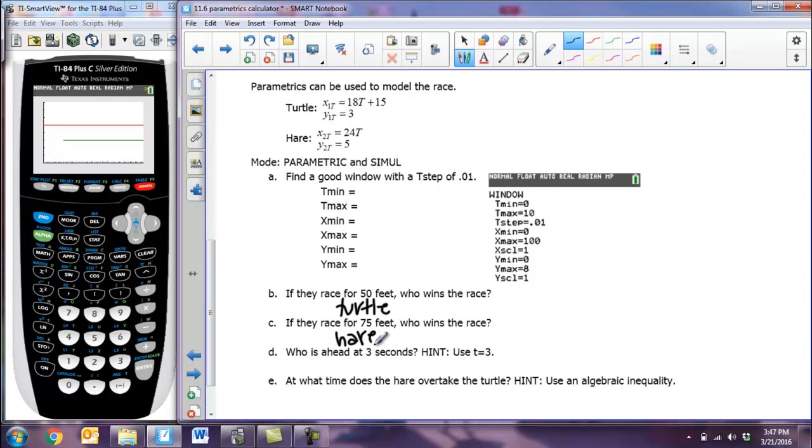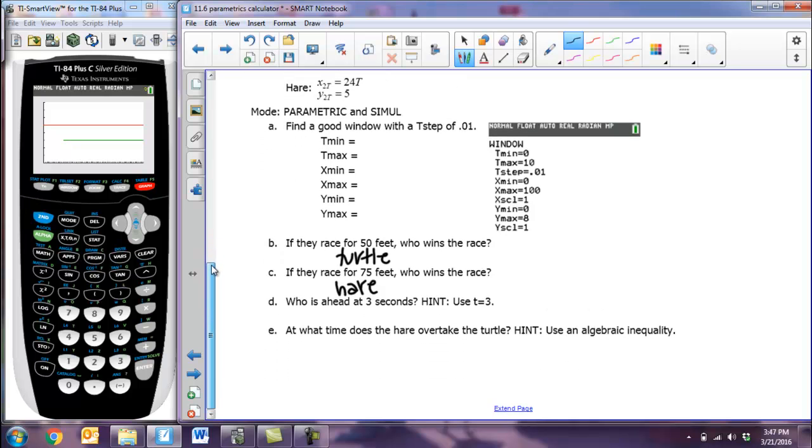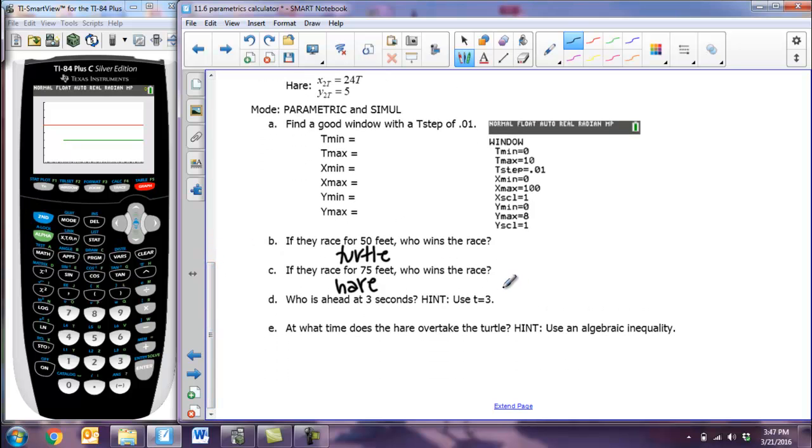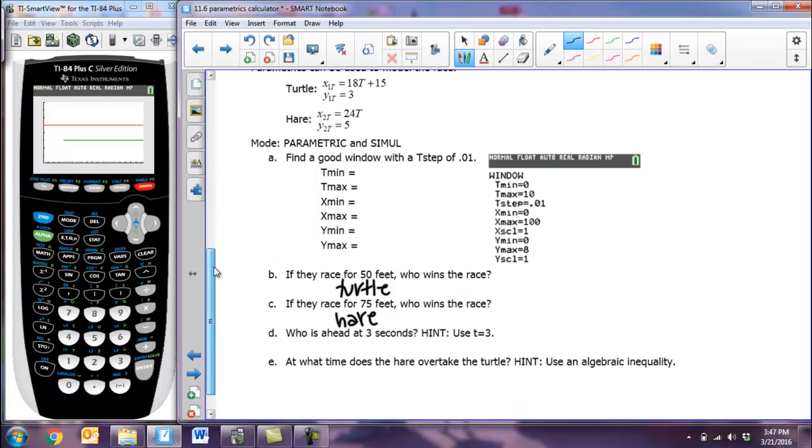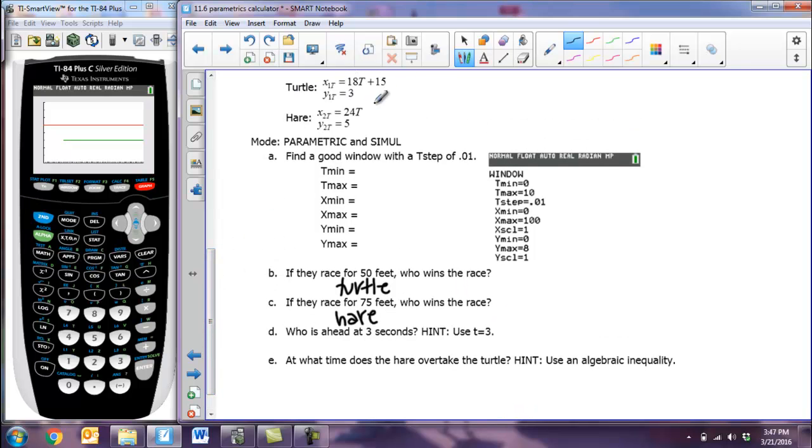Now, this next one, they ask you, who is ahead at 3 seconds? And there's two ways you could do this. You could do this with algebra and use the two equations that they gave me, the 18t plus 15 and the 24t, and just plug in 3 for each of those. And then that's just arithmetic that you can do on your home screen.